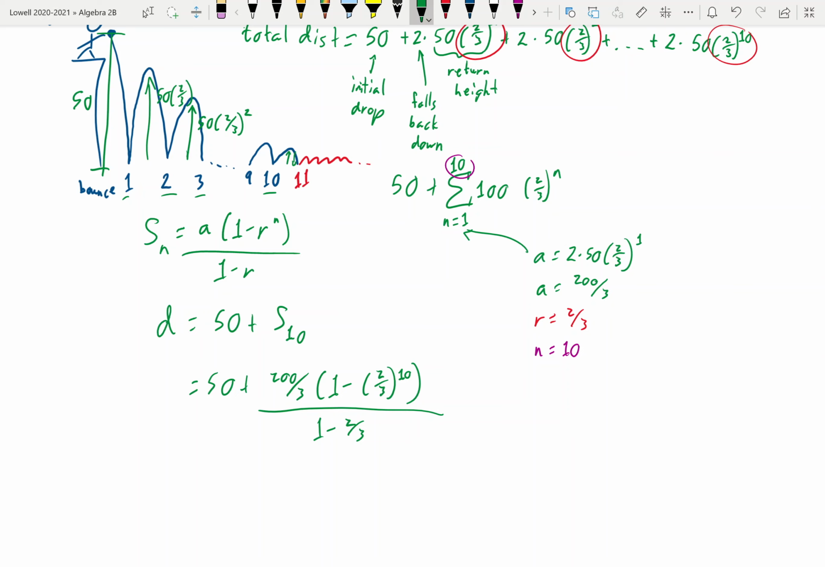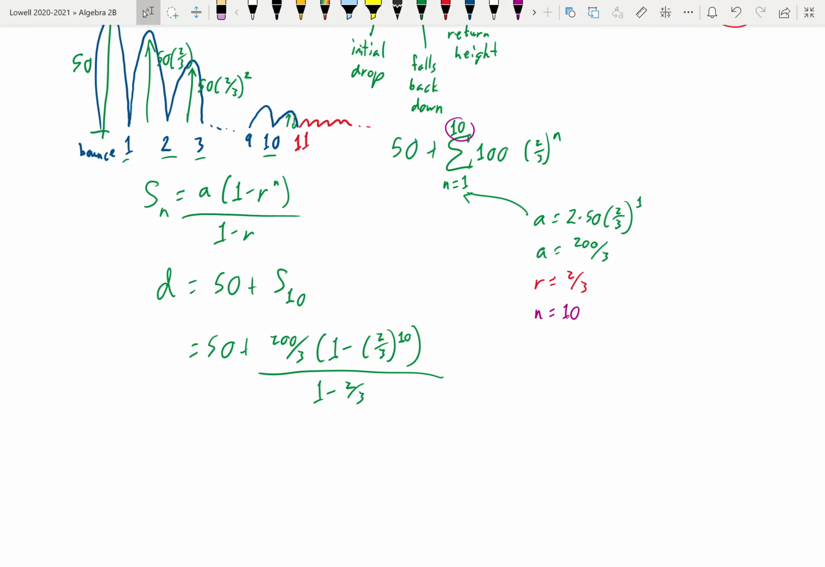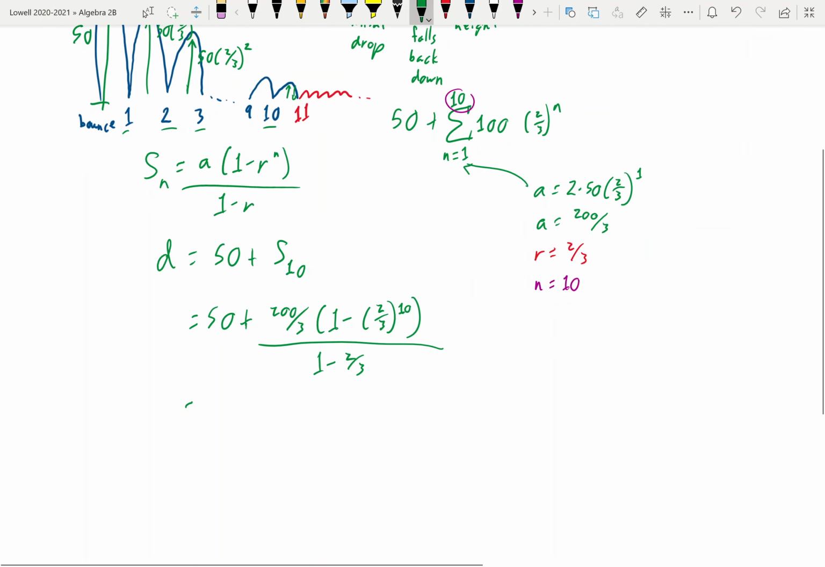Looks kind of messy, and yeah, it kind of is, but this often gets cleaned up pretty nicely. Let's see, 1 minus 2/3 is just 1/3. And I can simplify this, multiply top and bottom by 3, or divide top and bottom by 1/3, if you will. Same idea here. So this will end up just being 200 times 1 minus 2/3 to the 10th power.